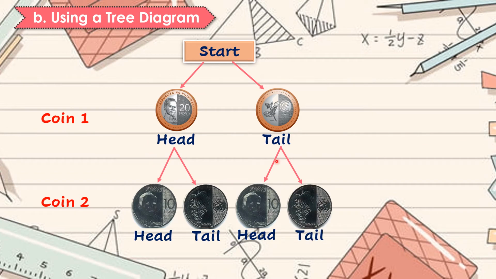So, ito na yung complete outcome for tossing two coins using a tree diagram. So, we have here 4 outcomes: head-head, head-tail, tail-head, and tail-tail. Therefore, the number of outcomes is 4.